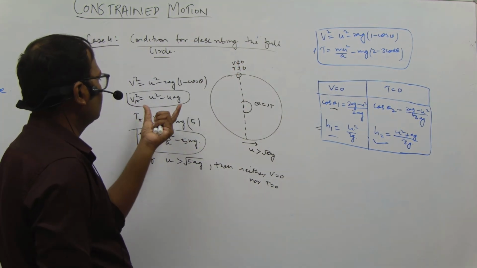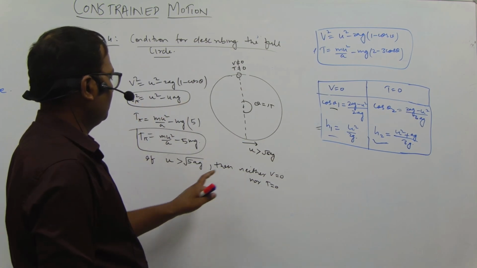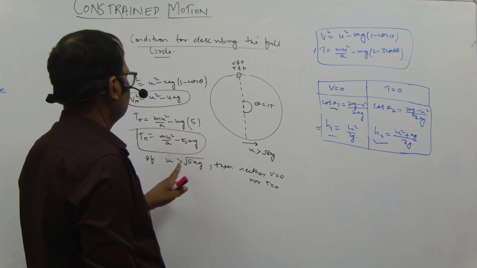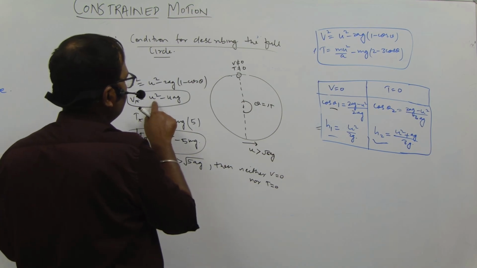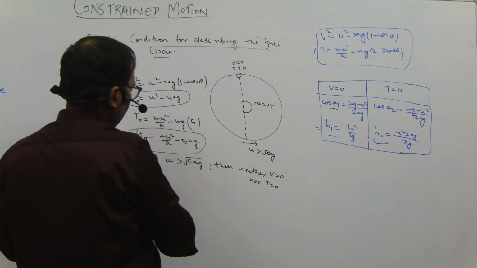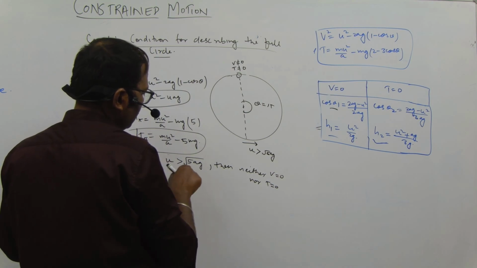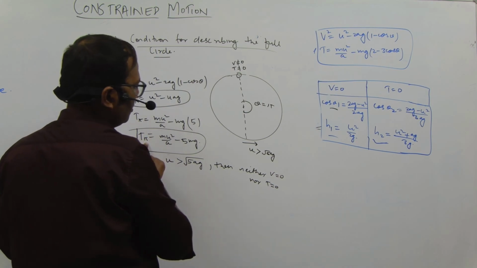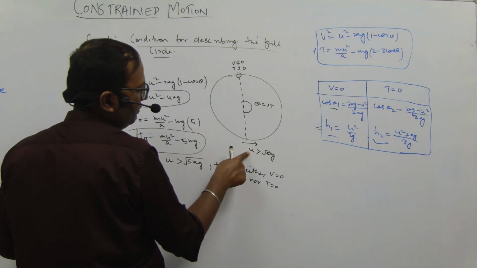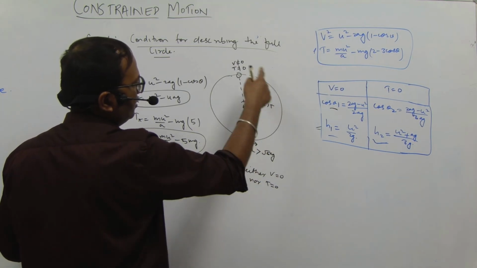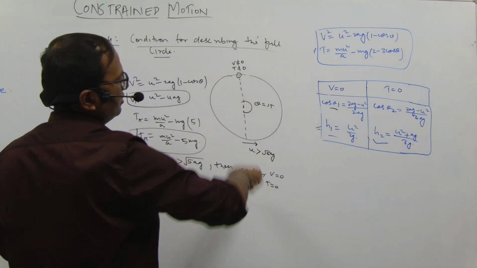Okay, so this is obvious now. Here we have u is greater than root 5ag. This means u square is greater than 5ag. And here if u is greater than root 5ag, then T is also not equal to 0. This means if we give a velocity of u greater than root 5ag, then it will describe the complete circle.